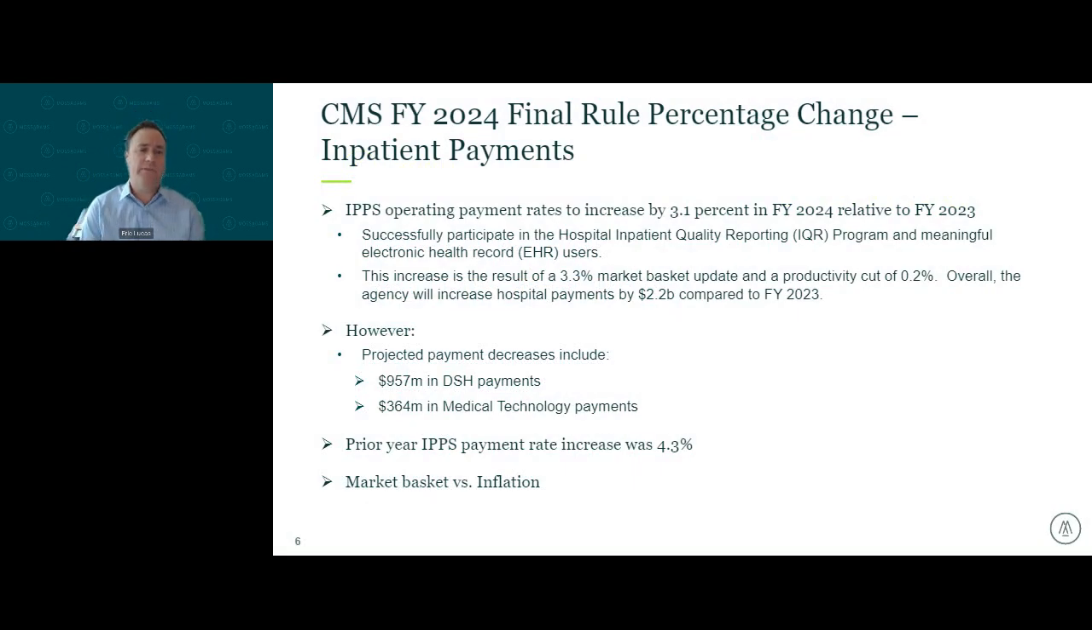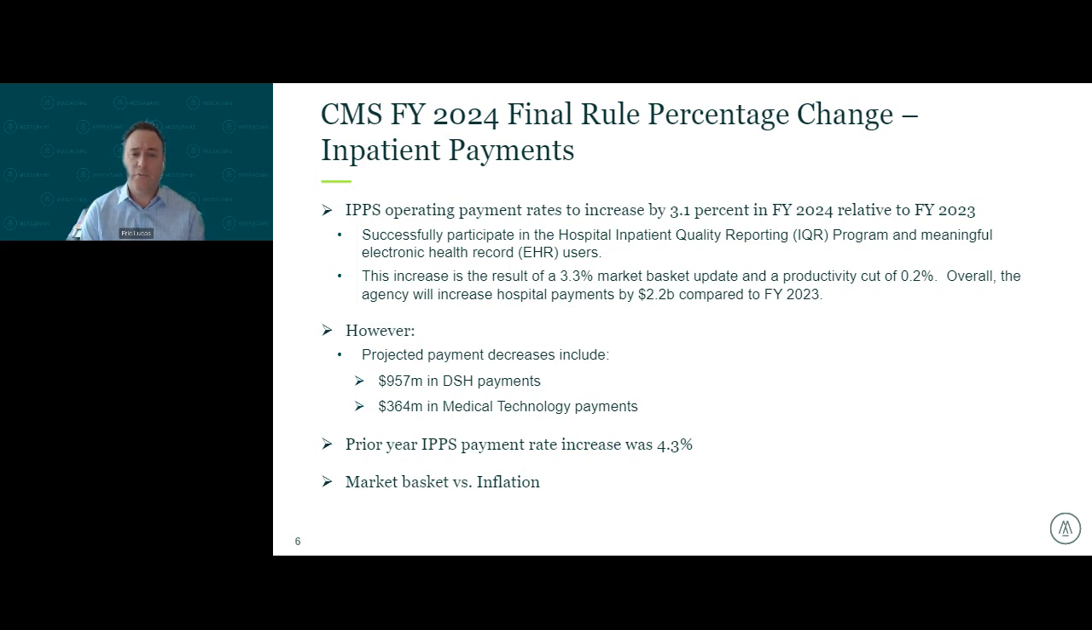But first, let's talk about the change to the operating payment rate. They settled on an increase of 3.1%. That is up from the proposed increase, which was 2.8%, but still quite far below last year's increase of 4.3%.